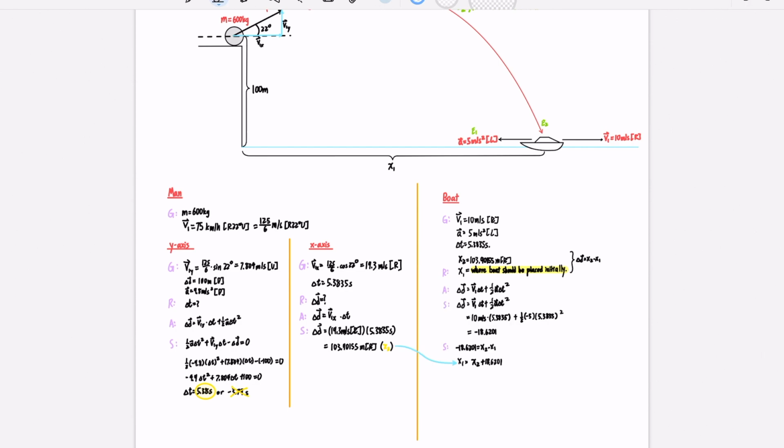Therefore, we can just rearrange our equation so that x1, which is what we're trying to solve for, equals the displacement of the boat plus its final position. Therefore, we get an answer of 1.2 times 10 to the power of 2 meters to the right of the cliff.